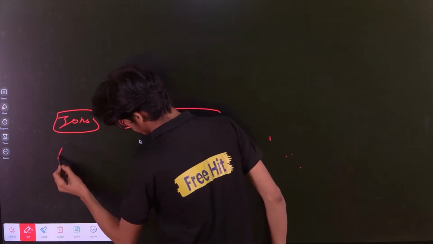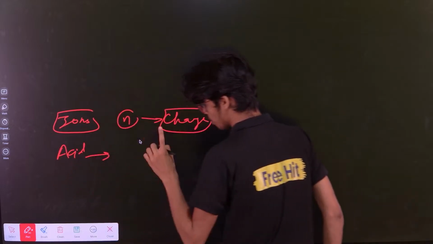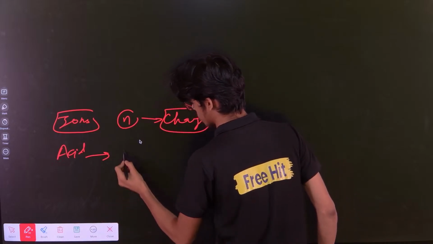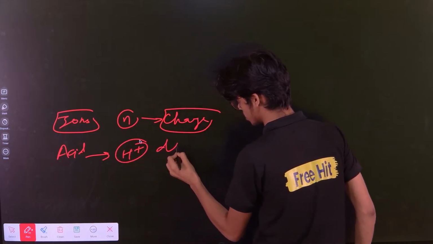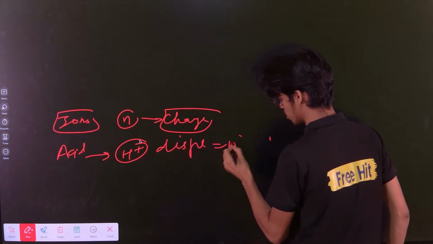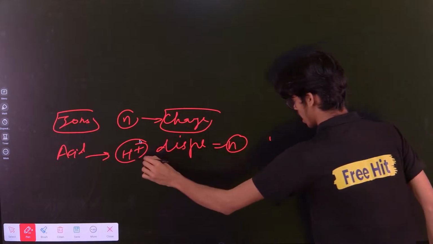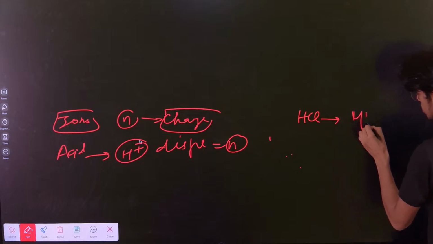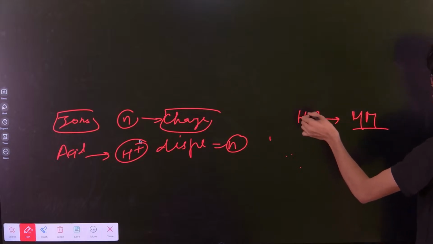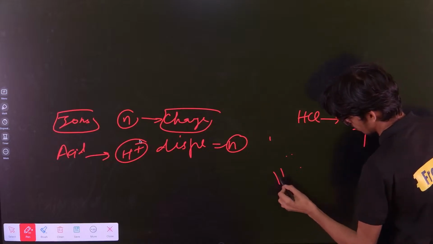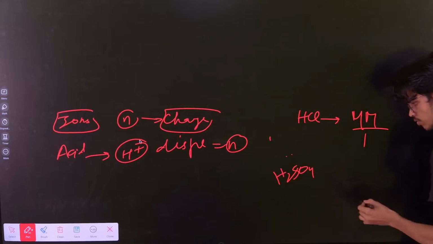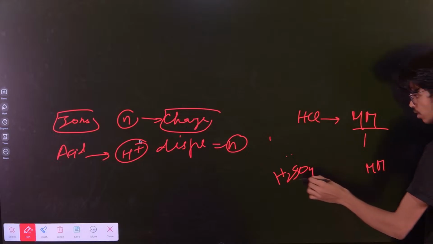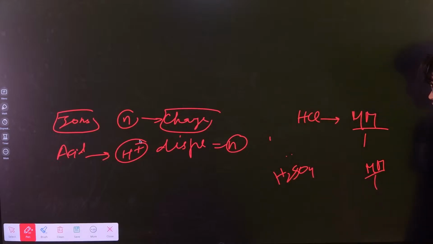Now in case of acid, it is the number of hydrogen ions, H positive ions, which are displaced, that is the value of N. For an example, in HCl, whatever the molecular mass is divided by the hydrogen ions that can be displaced, that is 1. In case of H2SO4, H2SO4 has 2 equivalent masses. If you remove only one hydrogen, then this is the equivalent mass. But if you remove both hydrogens, then this is the equivalent mass.